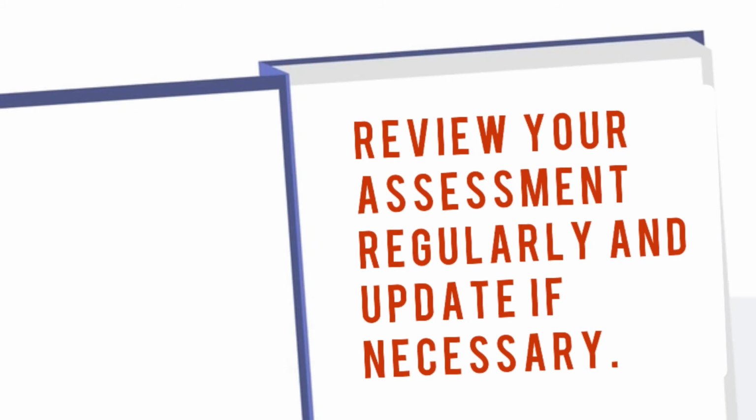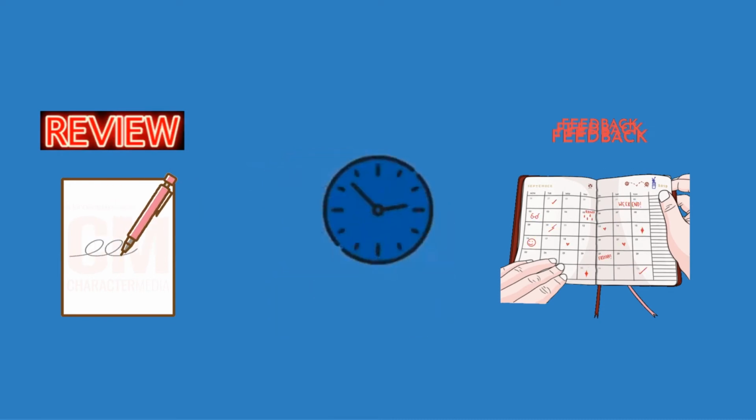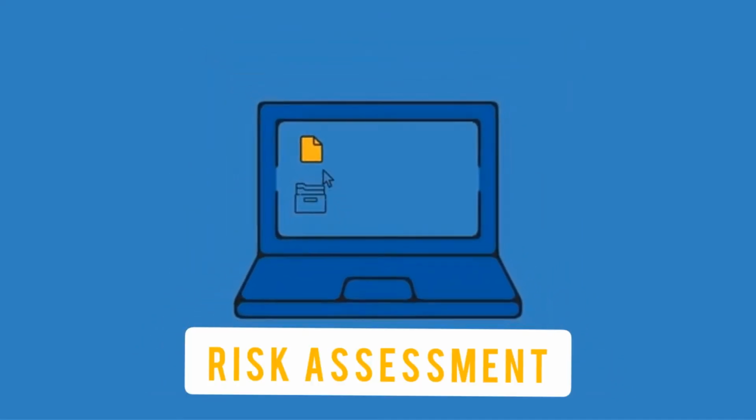The fifth step is to review your assessment regularly and update if necessary. Set a review date for the risk assessment and write it down and note it in your diary as a regular event. If possible, it is best to think about the risk assessment when you're planning your change.